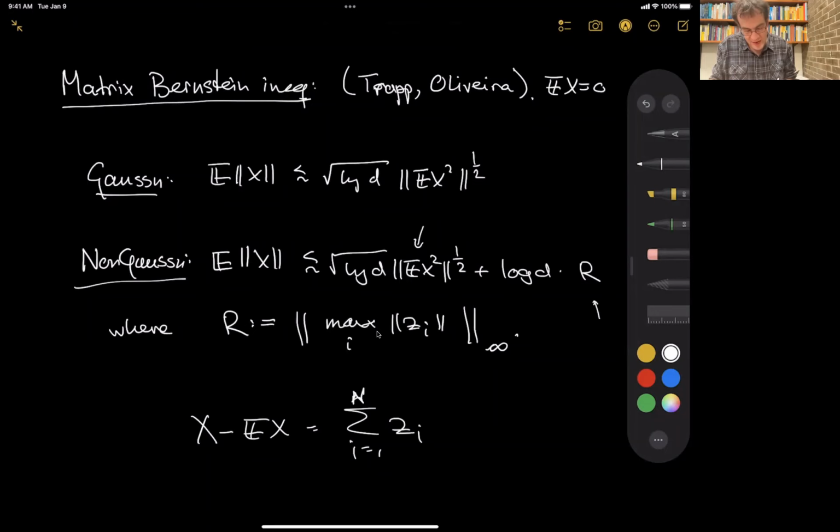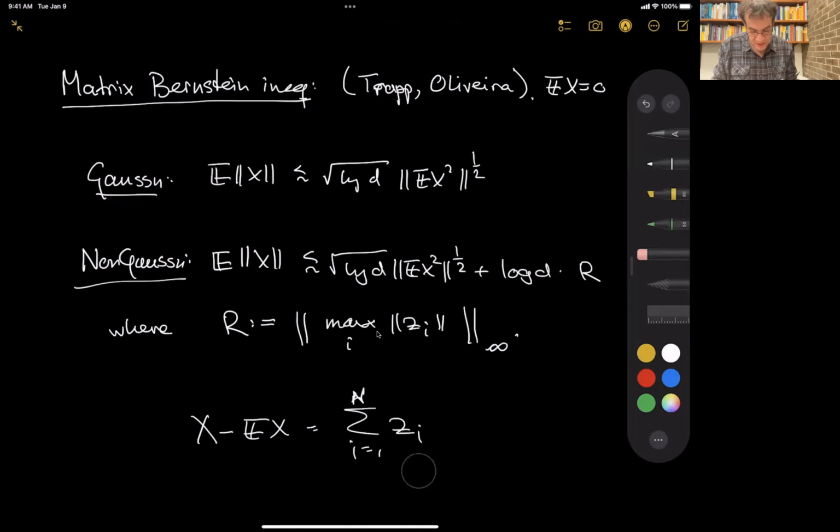So as soon as each zi is of smaller order than the sum, or each zi squared is of smaller order than the sum of the squares, we expect this R parameter to be much, much smaller than this parameter over here, right? And in that situation, basically, this bound behaves exactly like in the Gaussian case, right?